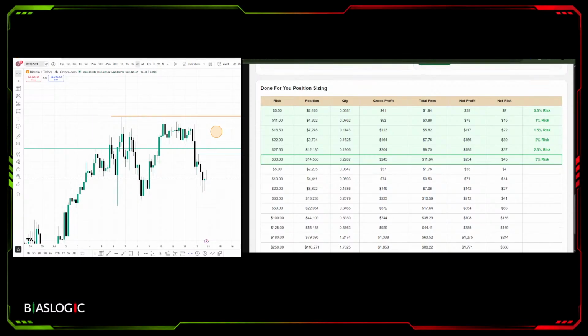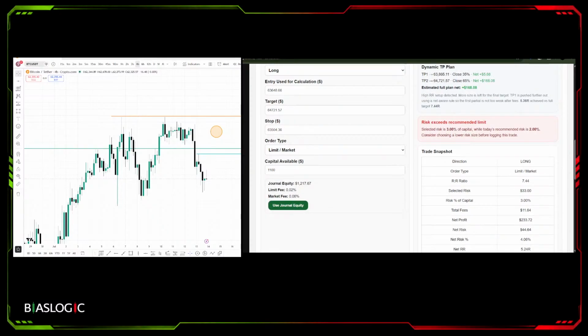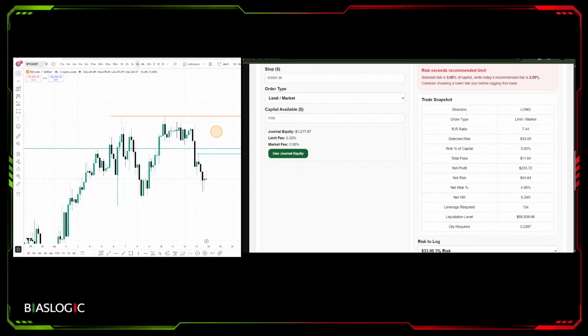So that's where risk management plays a role. You have to risk a maximum of 3%, so that in that particular trade you lose only 3%. And even if you take that trade, if you enter the position here, the system is going to tell you your risk capital is 3% and your fees are 11.64, combining that is technically a net risk of 4.06%. Even though it says 7.4 for risk reward, the net risk reward after the fees deduction is going to be 5.24. In my case, I would say this is still a reasonable risk reward.